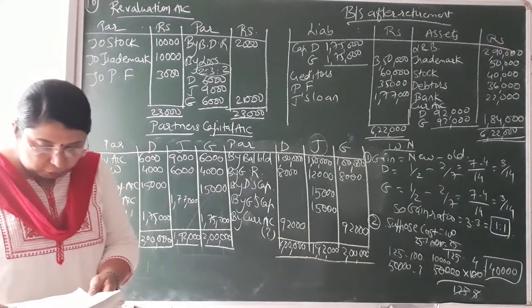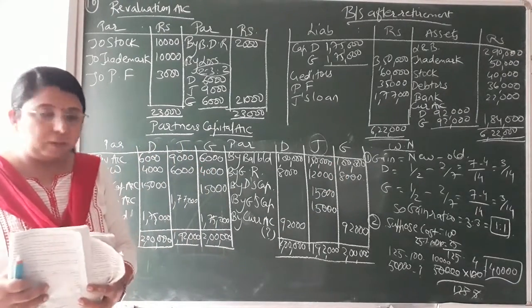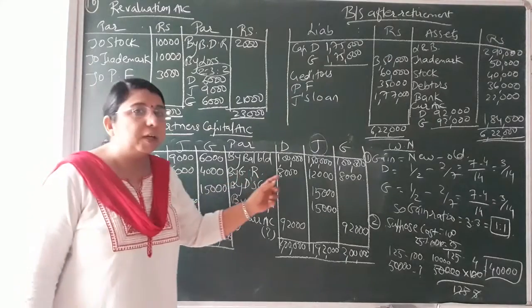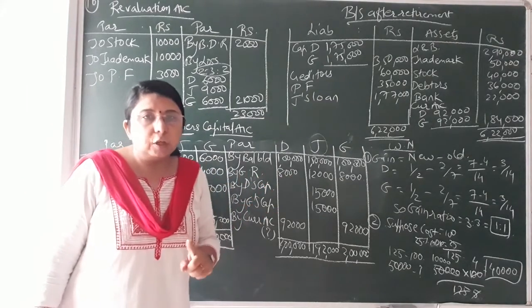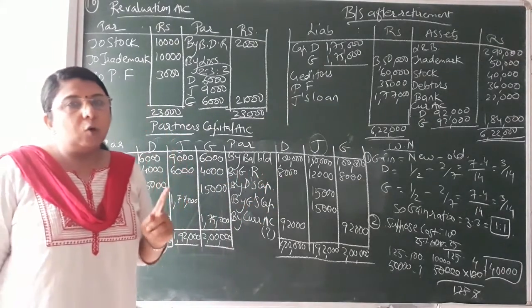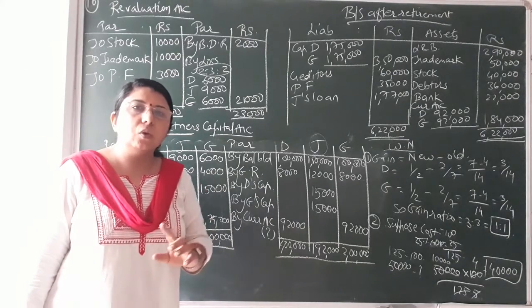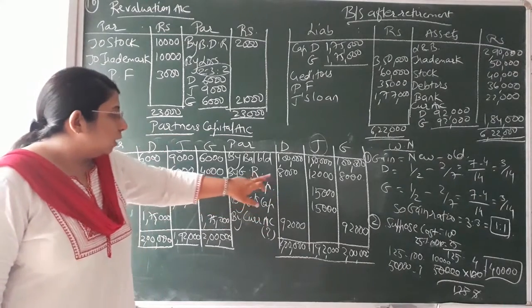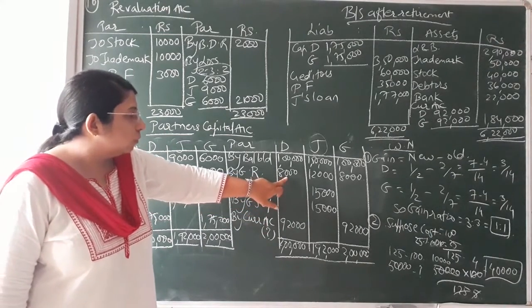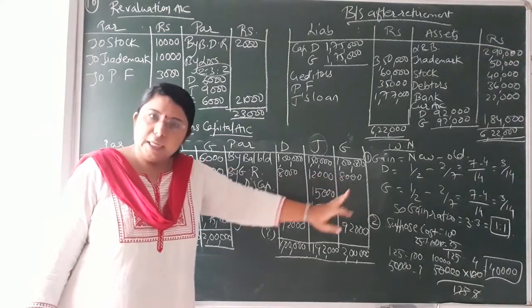Then afterwards it is given to you, general reserve 28,000. So the general reserve is to be distributed amongst the three partners. In which ratio? That is the old profit and loss sharing ratio. What is the old profit and loss sharing ratio? That is 2:3:2. So I have distributed it in the ratio of 2:3:2. It comes to 8,000, 12,000 and 8,000.